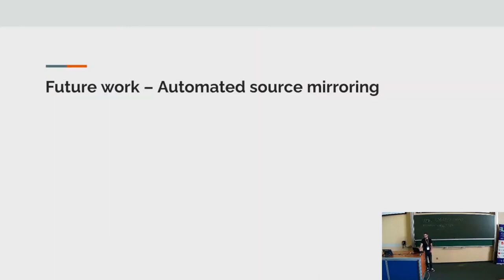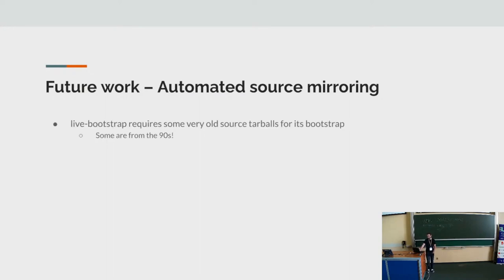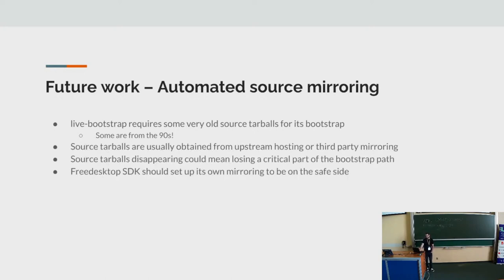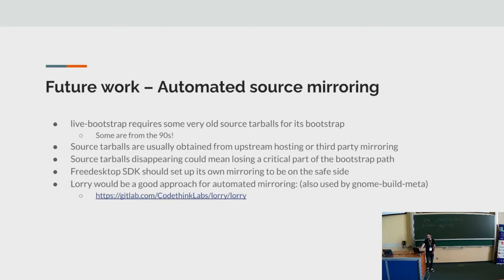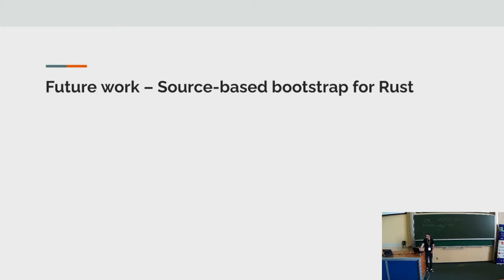Future work. I will not go into details here, but basically automated source mirroring of Live Bootstrap sources, so it uses some really old sources from the 90s, and if they are gone again, the bootstrap path is gone as well, so we need to have some kind of mirroring for this. This is not done yet. We can use Lorry, which is also used in the GNOME project, to build the GNOME build meta project, and to find a solution for Rust.